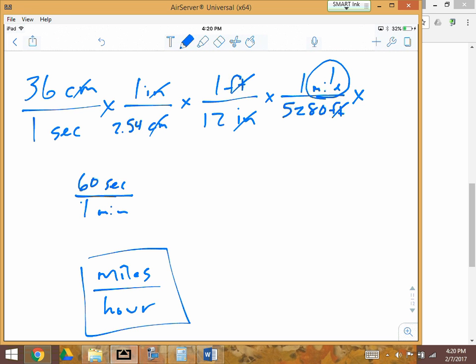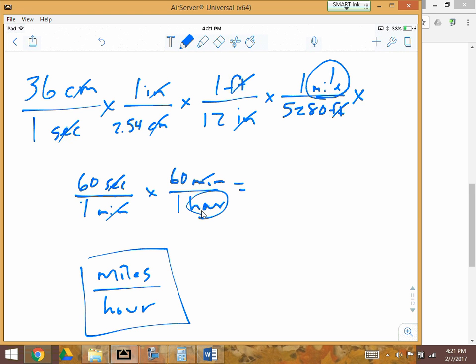Remember, I'm trying to get to hours. So times, now that has allowed me to get rid of the seconds because here, seconds is on the top. Here, they're on the bottom. Now, minutes is on the bottom. And so I'm going to say that I have 60 minutes in 1 hour. And that's what I want. So I get rid of my minutes and I have my hours. So I have my miles on the top and my hours on the bottom.